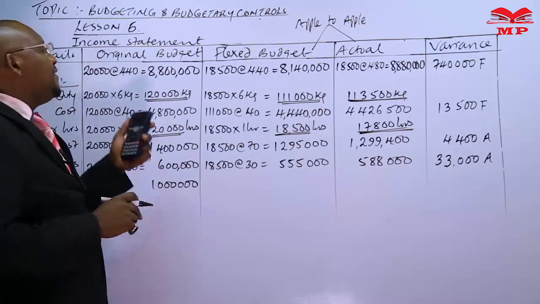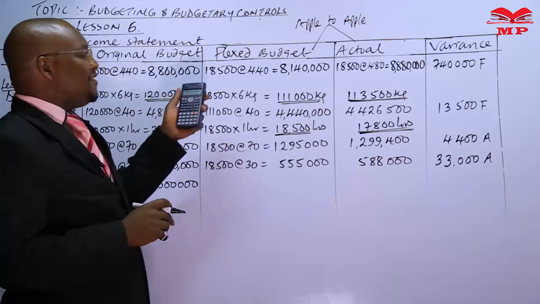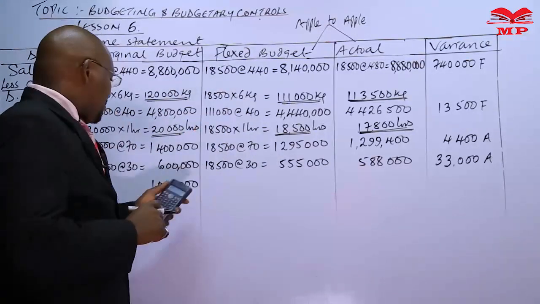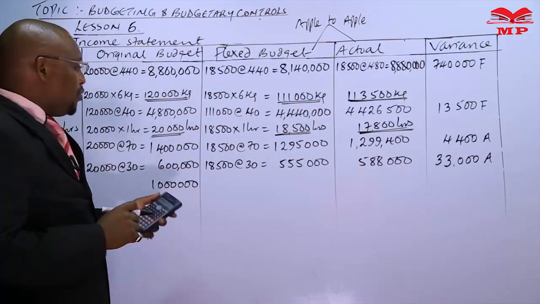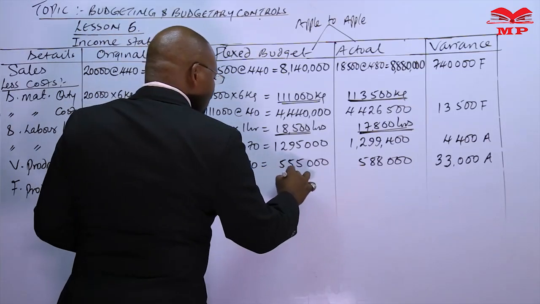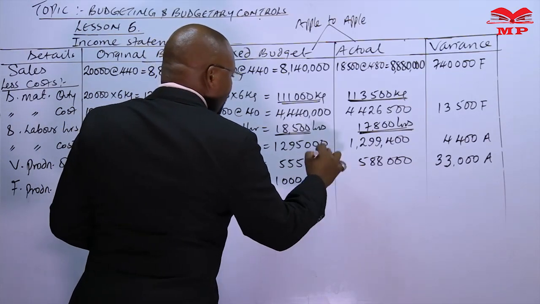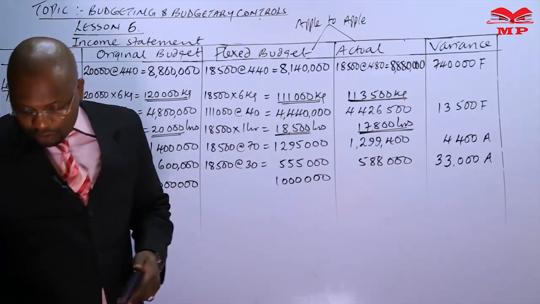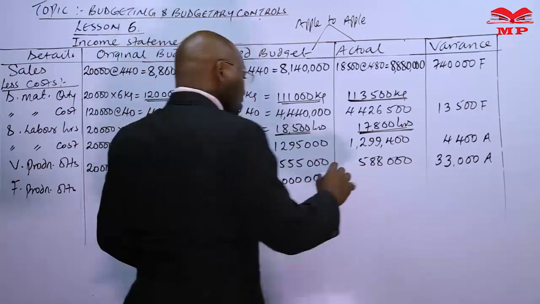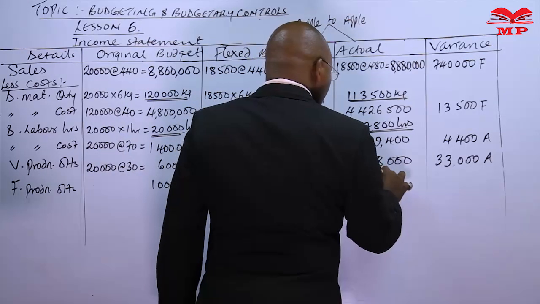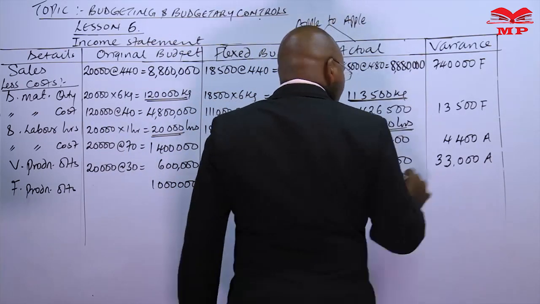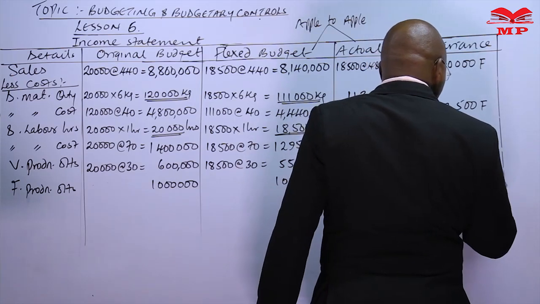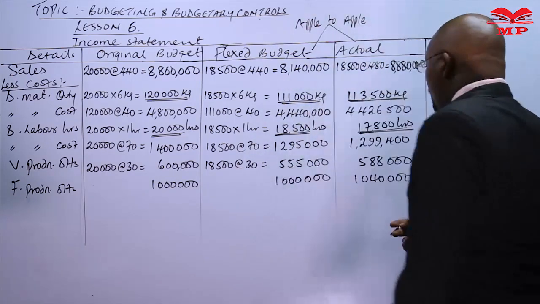And therefore, even if we were to budget for 18,500 units, still the fixed cost would have been 1 million. We do not flex the fixed cost. We don't flex fixed cost, they remain the same. But the actual cost spent in note number 5 is 1,040,000. Now that tells you that you have spent 40,000 over and above. It is adverse. So we compare that way.